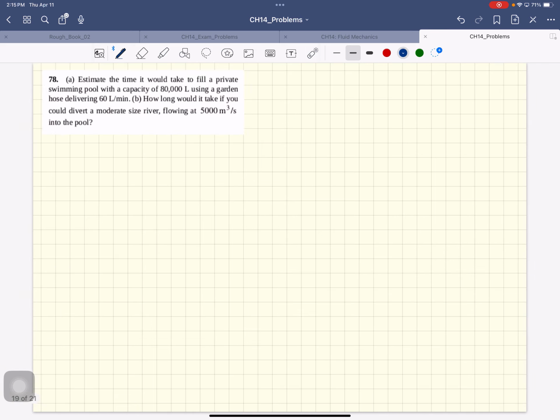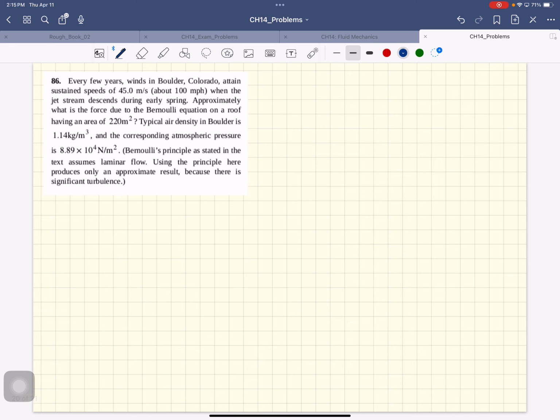Yeah. All right, we'll do one more problem and then we'll be done with this chapter. Okay. Every few years, winds in Boulder, Colorado, attain sustained speeds of 45 meters per second, about 100 miles an hour, when the jet stream descends during early spring. Approximately, what is the force due to Bernoulli's equation on a roof having an area of 220 meters square?